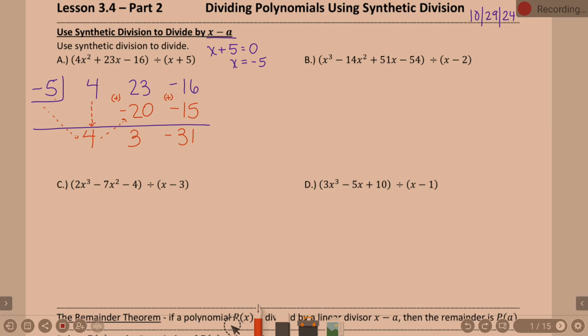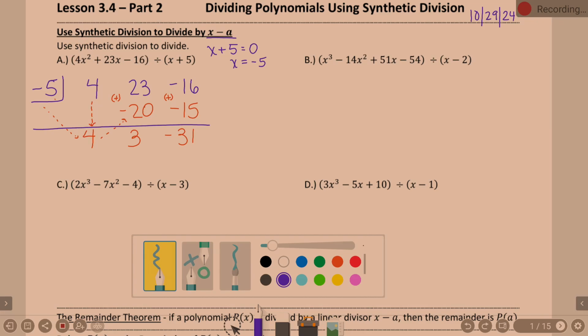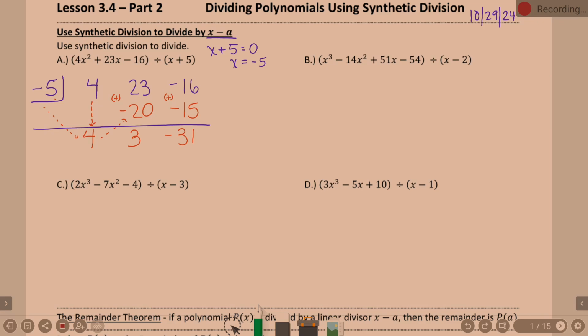Okay. Now, this 4, 3, and negative 31 represent your answer. Now we put the variables back in there. And what I will say, first of all, is that your last number here is your remainder. So I'm going to have a remainder of negative 31. Okay? A remainder can be negative? Is that your question? Yes.